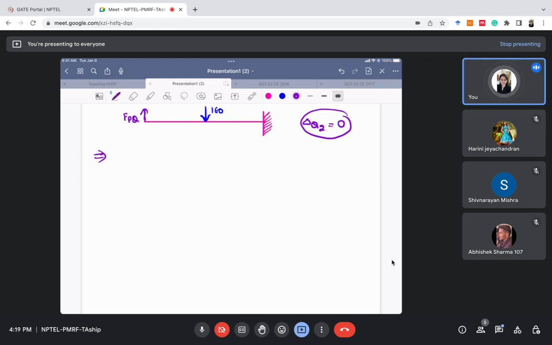Now this is the structure which we need to solve. So for simplicity in solving, we can write that this structure is a sum of these two structures.